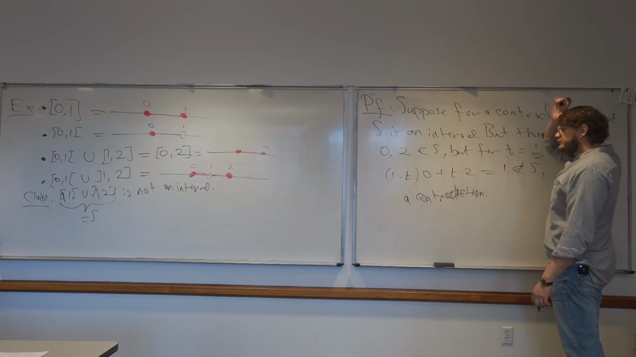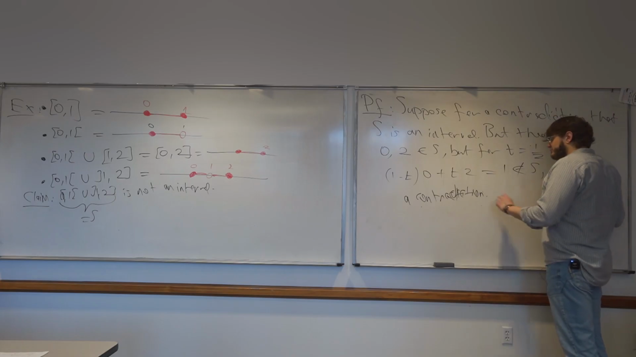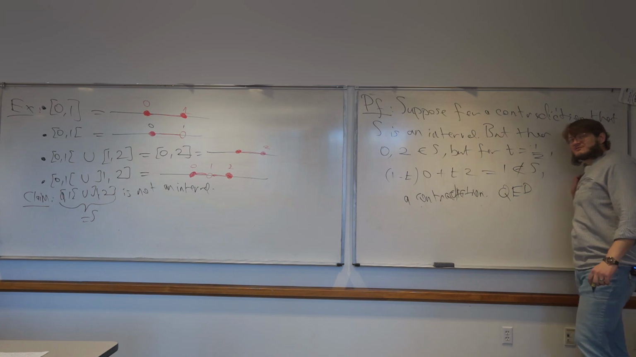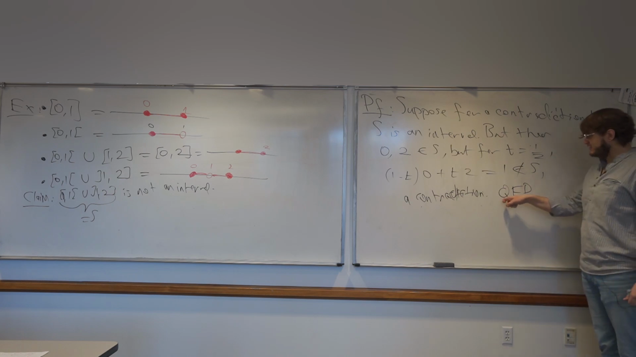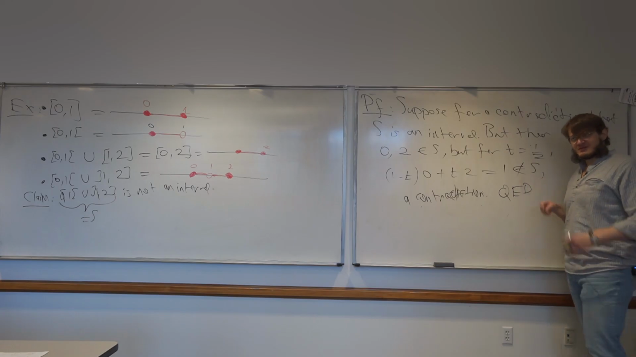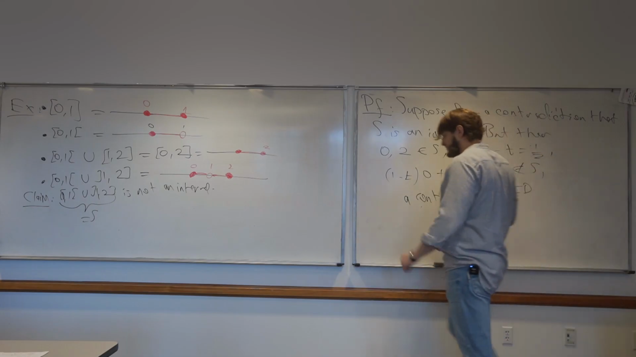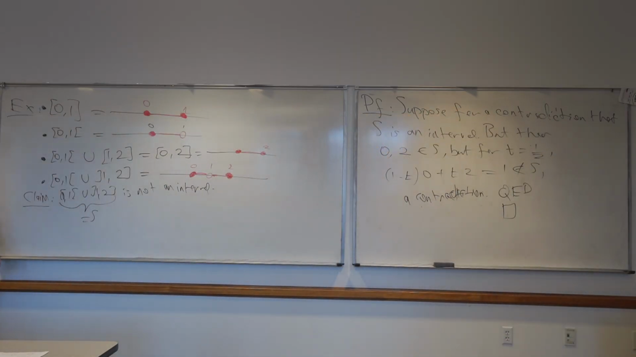And when we end proofs, typically people put something there. If you like Latin stuff, some people like to write QED. That's an abbreviation for the Latin quod erat demonstrandum, which means it has been shown. Or you can just put a square. That's less Latin-y. I like to use a square, but that's a valid proof.